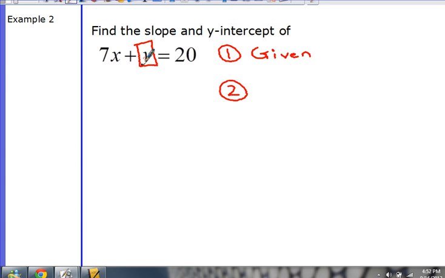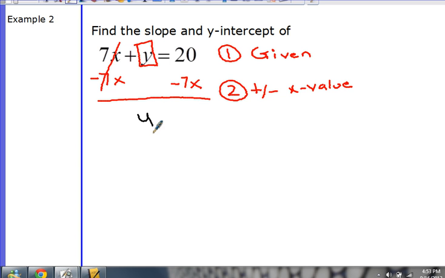So anything not part of this box needs to be moved over. So we're going to subtract the x value. Okay? So we're going to subtract 7x from both sides. The 7x's cancel with each other. We're left with y is equal to negative 7x plus 20.